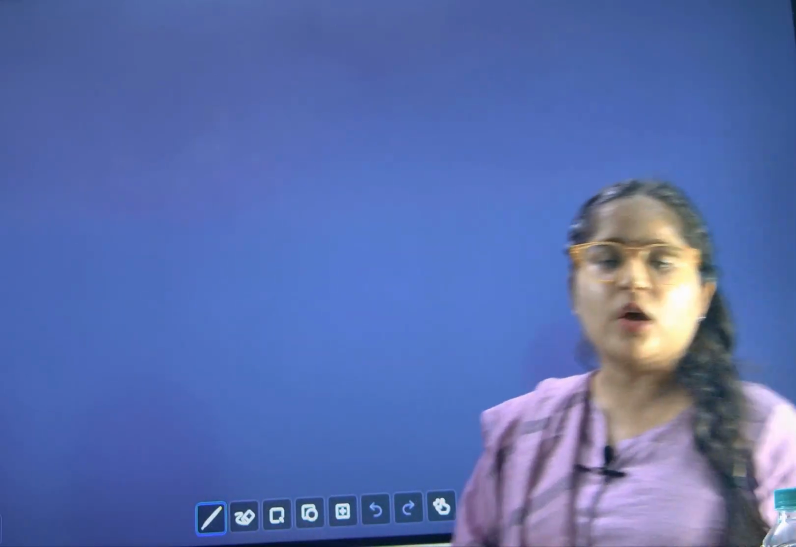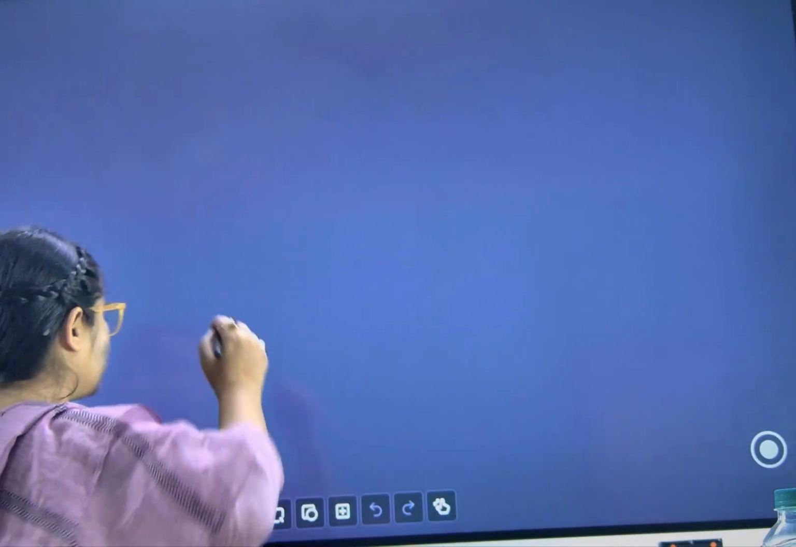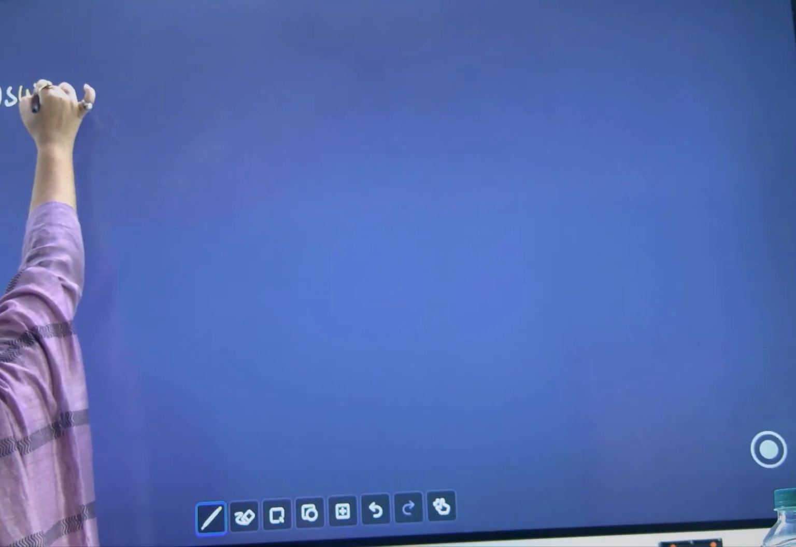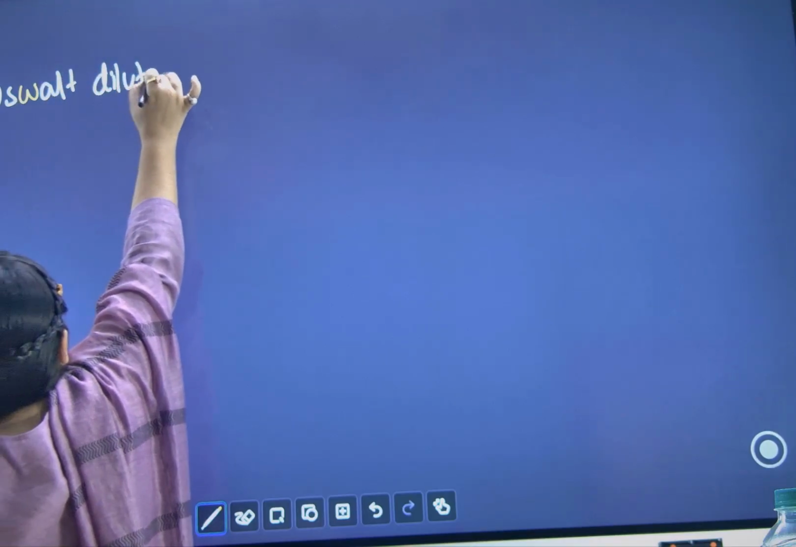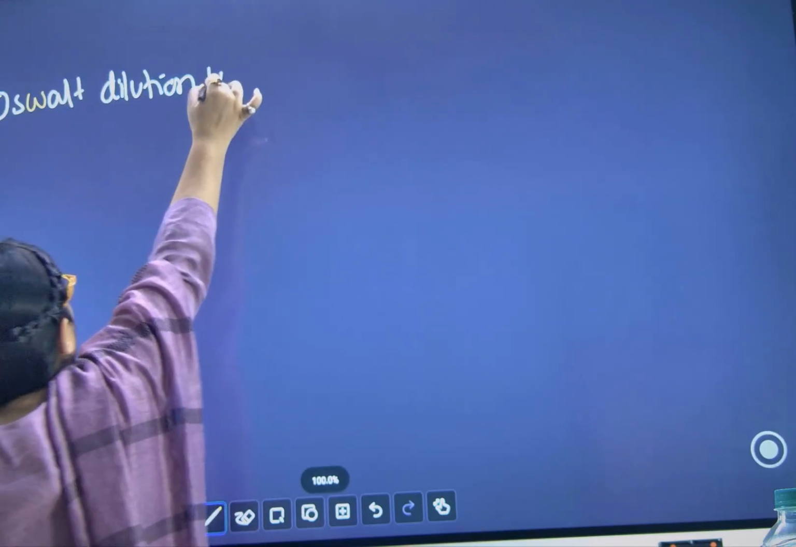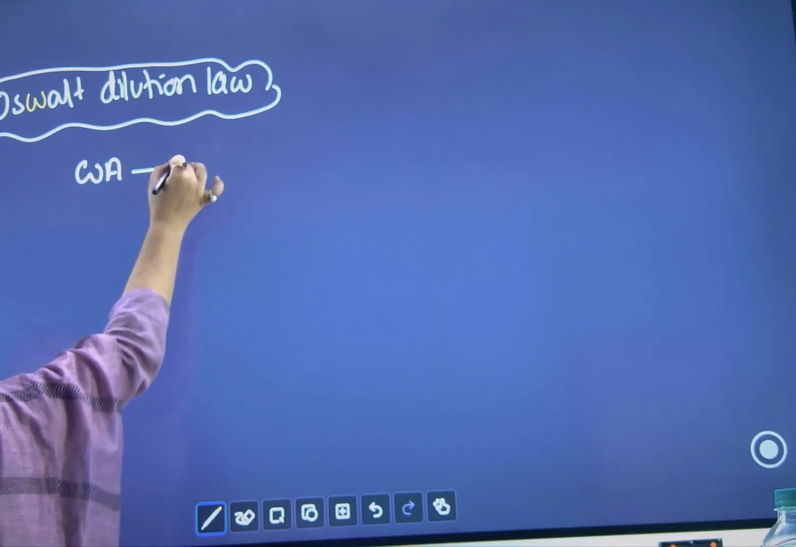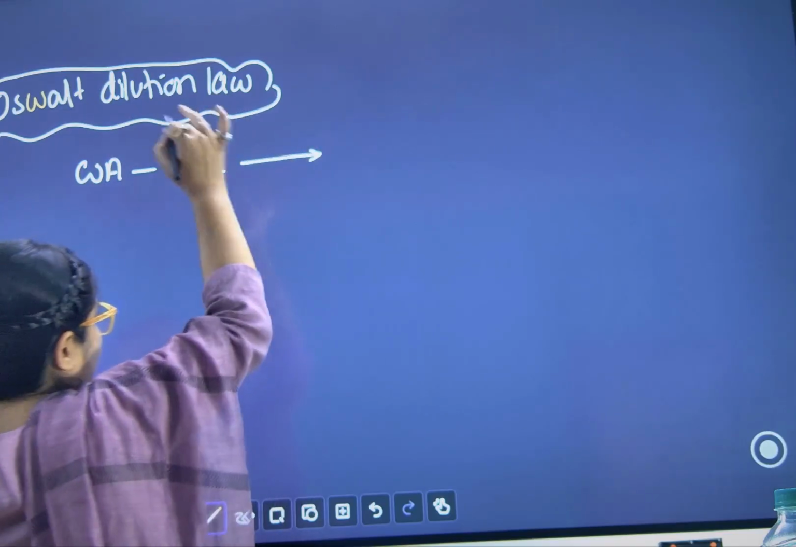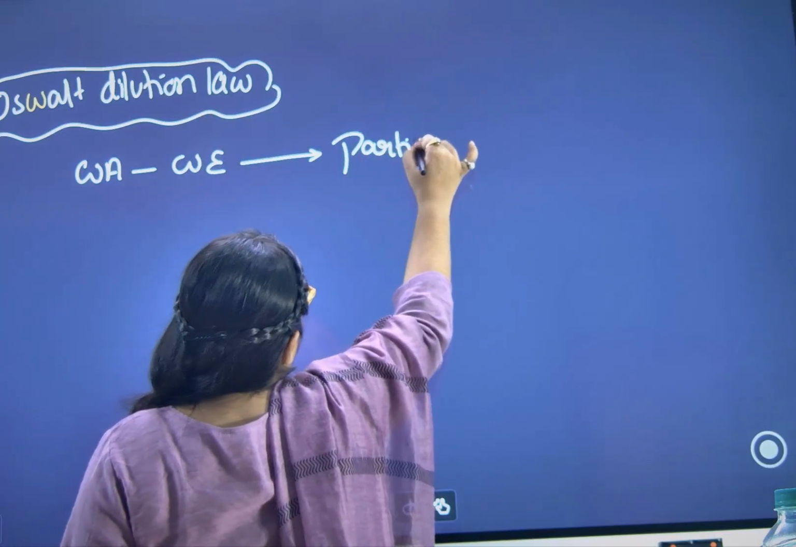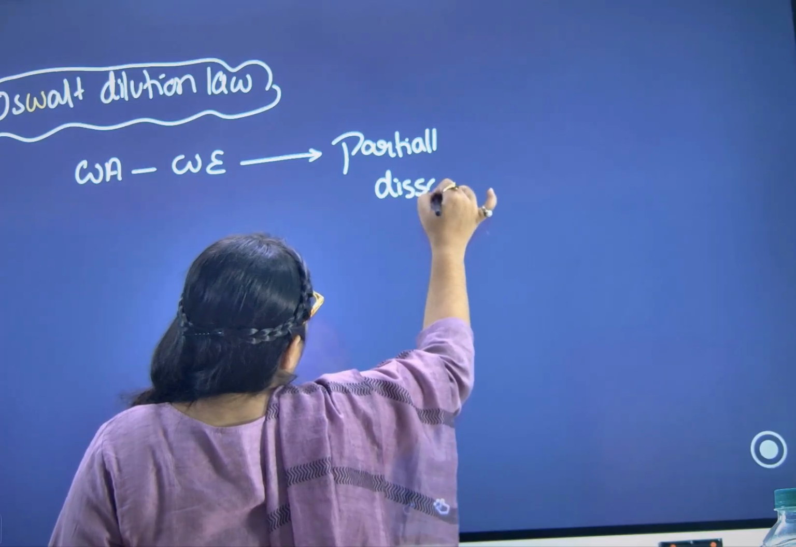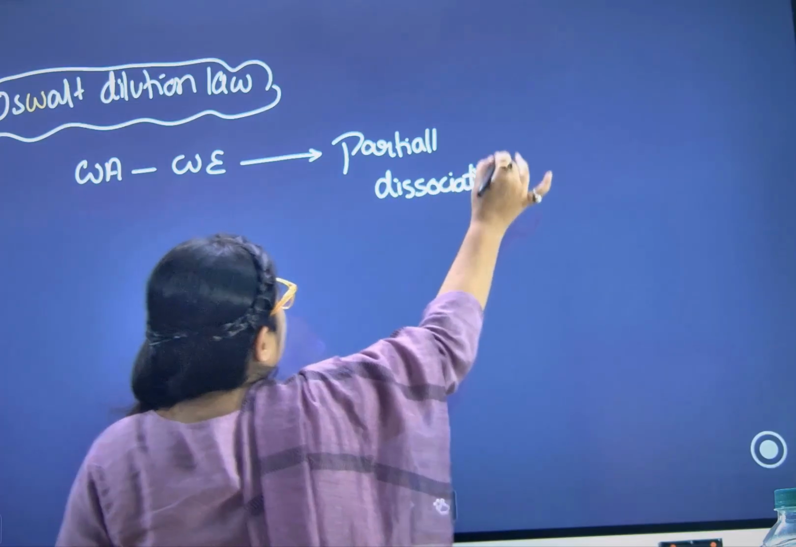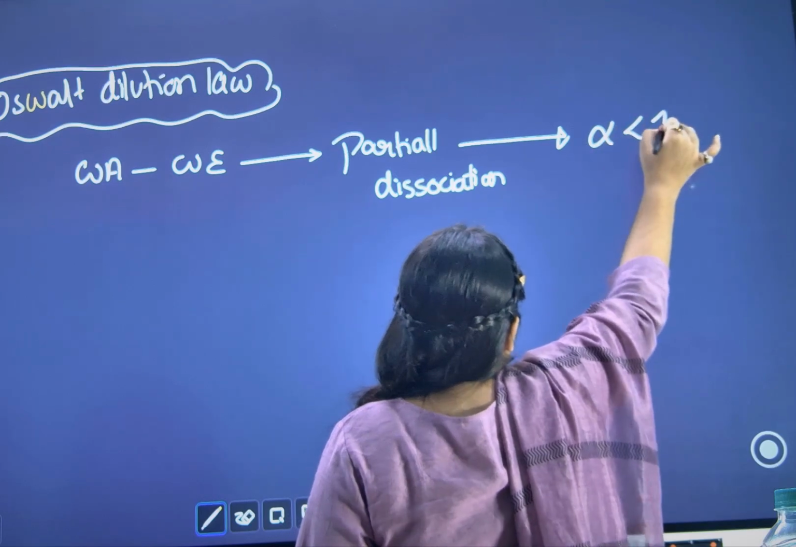Whenever we are talking about weak acid, we define it with the help of one law, that is known as Ostwald dilution law. I am writing here Ostwald dilution law. What does it say? I have told you weak acids are weak electrolytes. Weak electrolytes undergo partial dissociation. Partial dissociation means the degree of dissociation alpha will be less than 1.